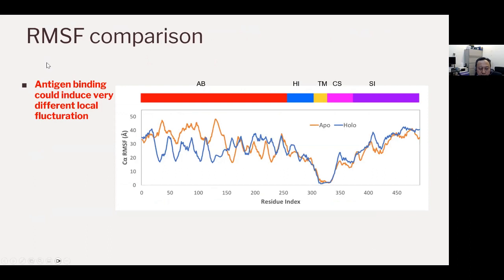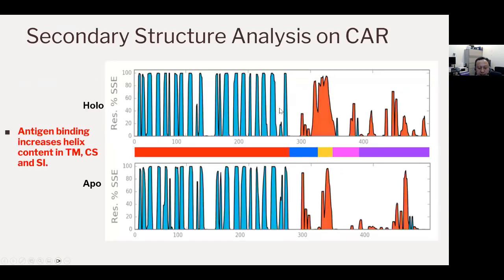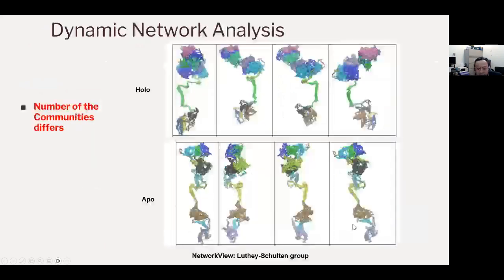Okay, so we use another measurement, root mean square fluctuation, which basically characterizes the flexibility of the different parts of the protein. And we can say it follows our expectation. This is the transmembrane part, and the antibody and signal parts have a big change. This is the comparison of the secondary structure, and you can see those two systems are different.